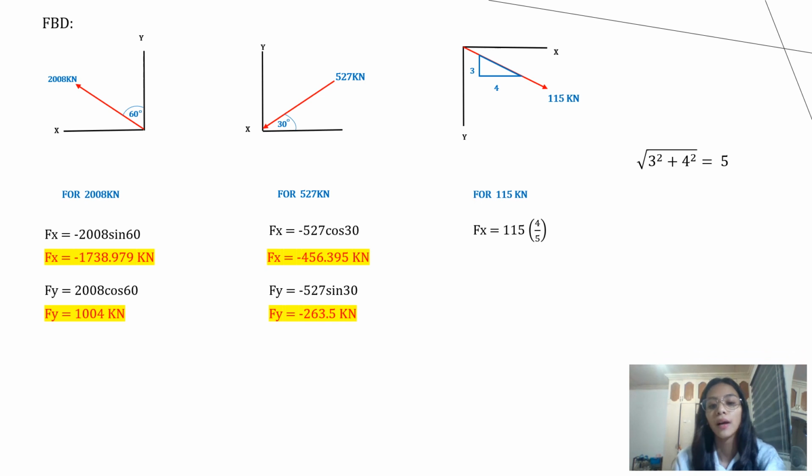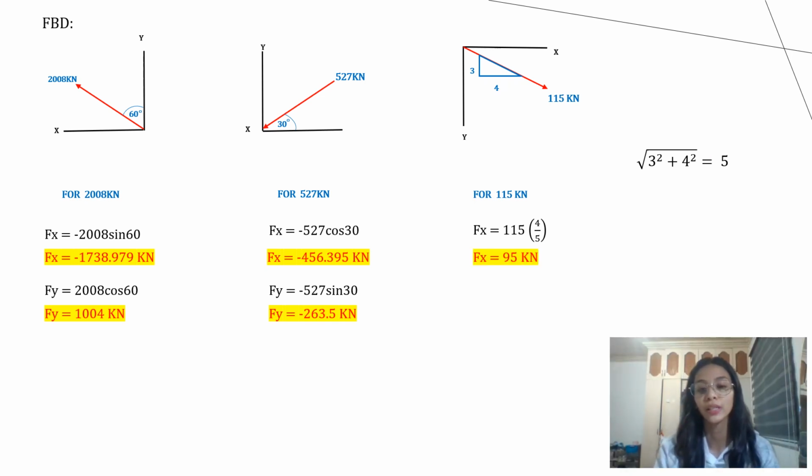So, our Fx is 115 times 4 over 5 since the x side is 4. Then our hypotenuse is 5. So it is 4 over 5. So the answer is 95 kN. It is positive since the line of action is to the right.